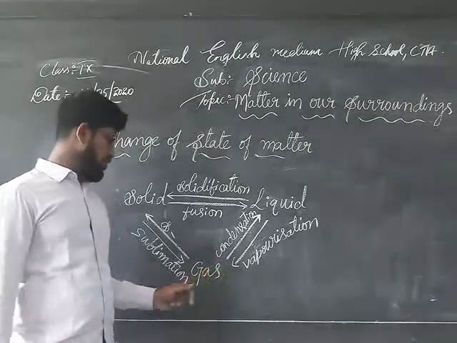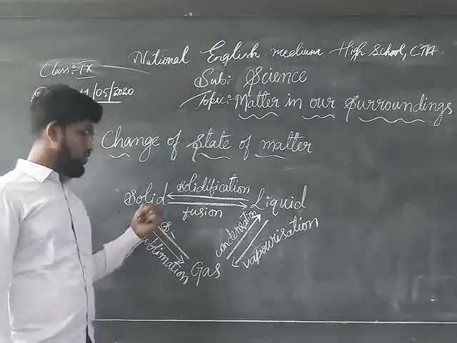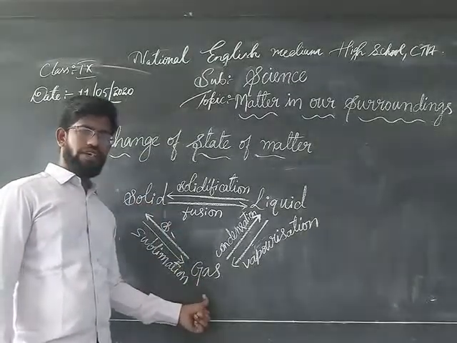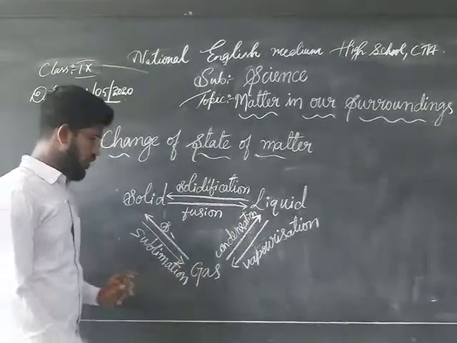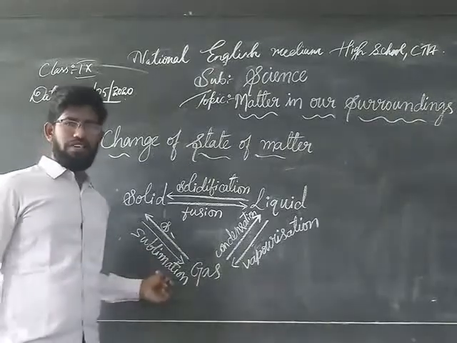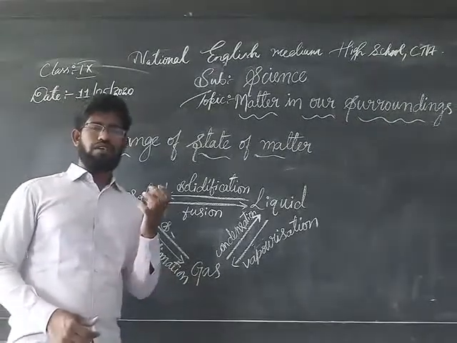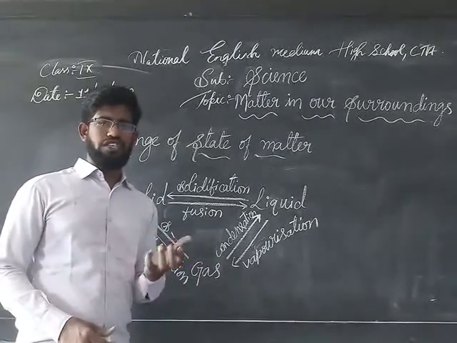Understood? Then the gas directly changes into solid, and the solid will change directly to gas without entering the liquid state, through the process called sublimation. Understood everyone? Now let us see how the degree scale will change.